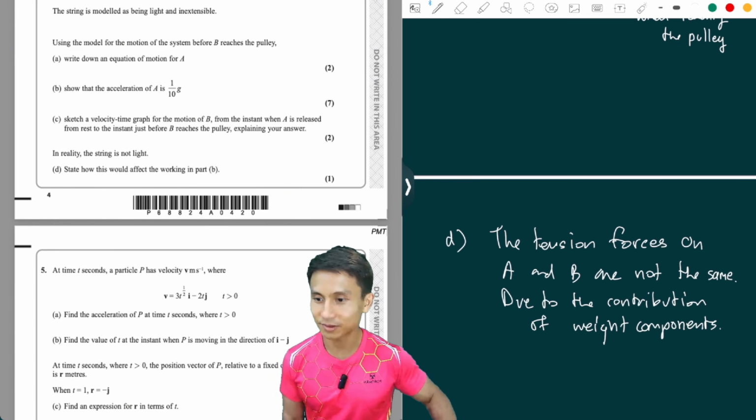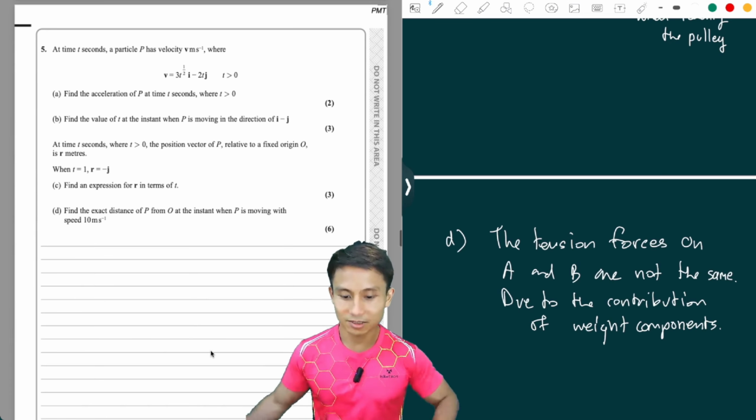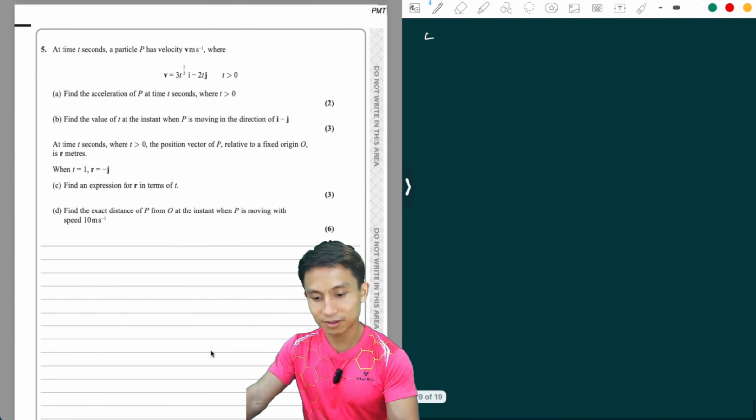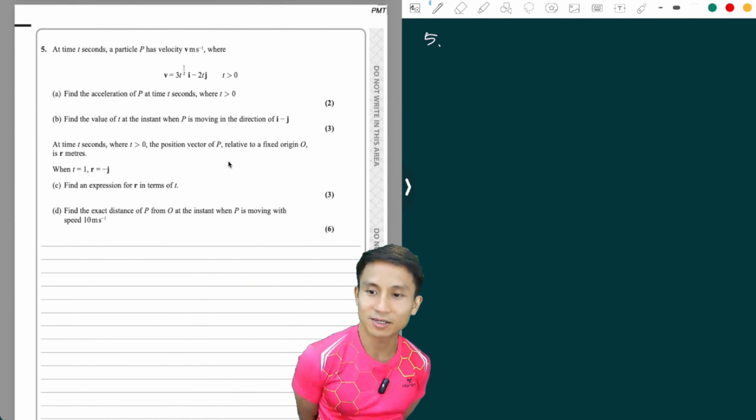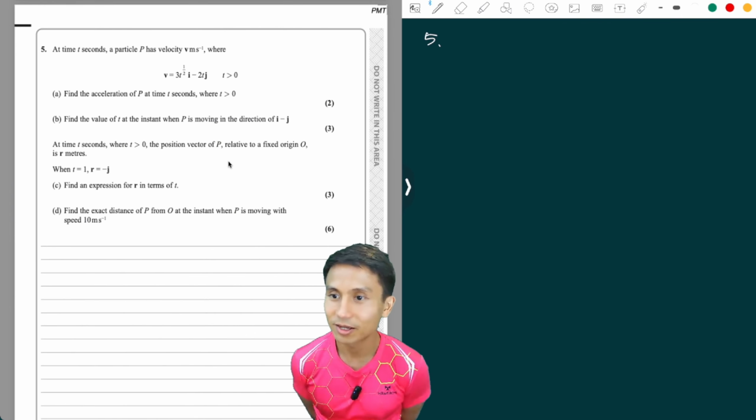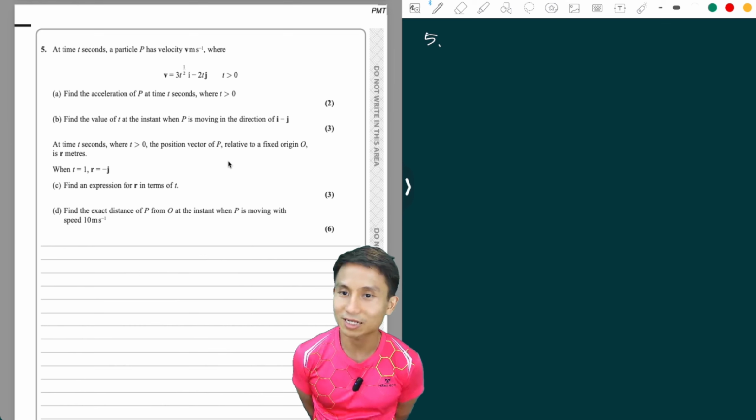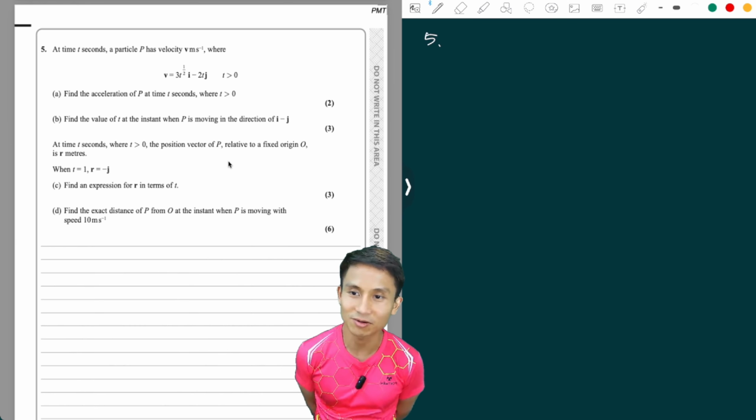All right, next, question 5. At time t seconds, a particle P has velocity v. This is kinematics again. Part A: find the acceleration of P at time t seconds, where t is greater than 0.